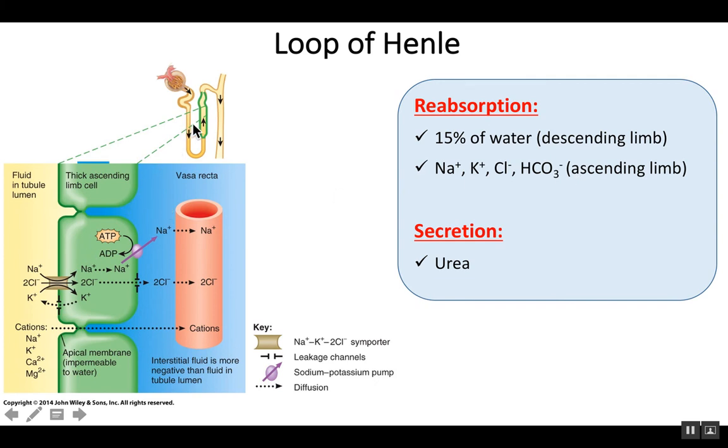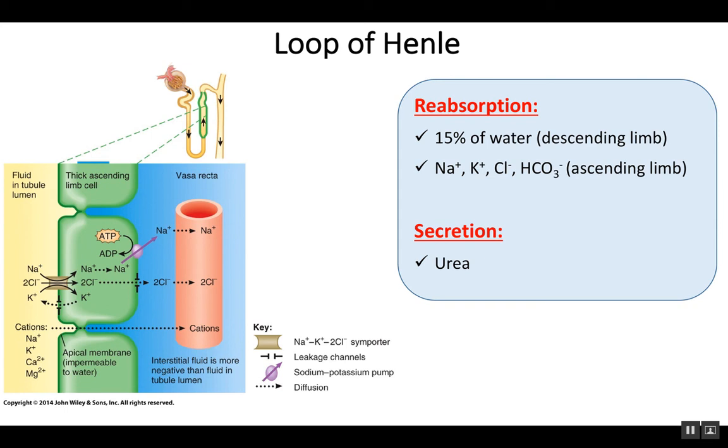Notice here on this drawing, here is a transporter that moves sodium, chloride, and potassium all at once from the lumen to eventually move them back into the bloodstream. A lot of other ions move as well. So a lot of ions get reabsorbed at the ascending loop of Henle.